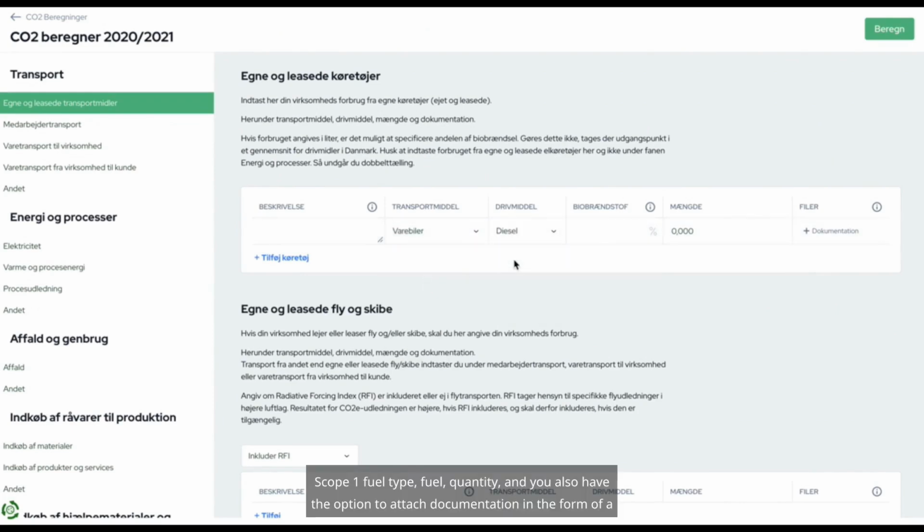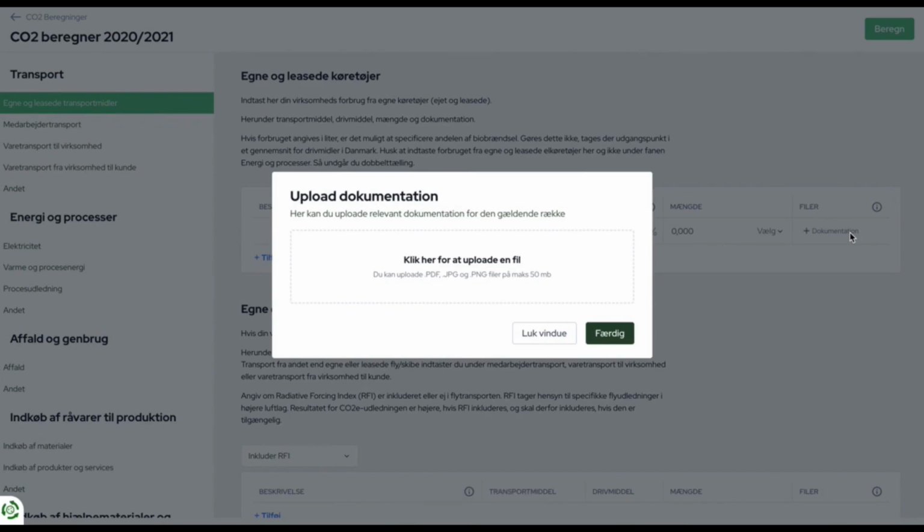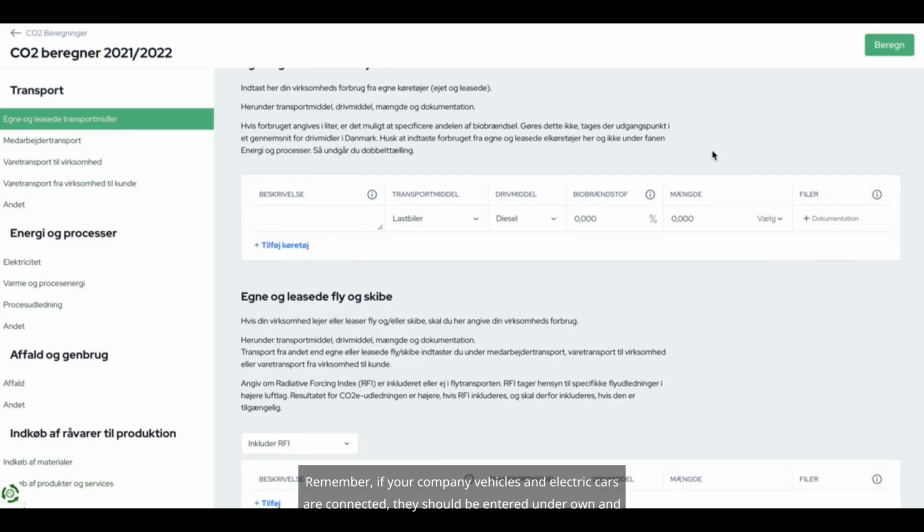Scope 1 fuel type, fuel, quantity, and you also have the option to attach documentation in the form of a receipt, invoice, or other. Remember, if your company vehicles and electric cars are connected, they should be entered under own and similar means of transport, not electricity. This way, we avoid double counting. Once you have entered the data in the categories that fall under Scope 1 and 2, you are ready to press Calculate.